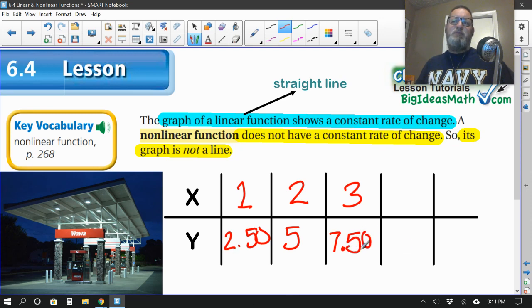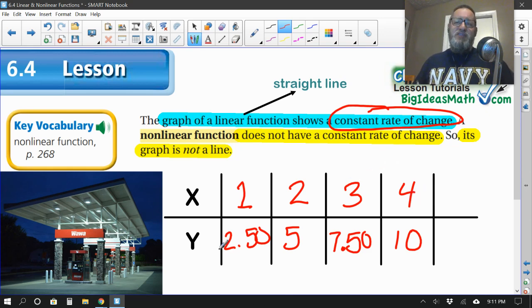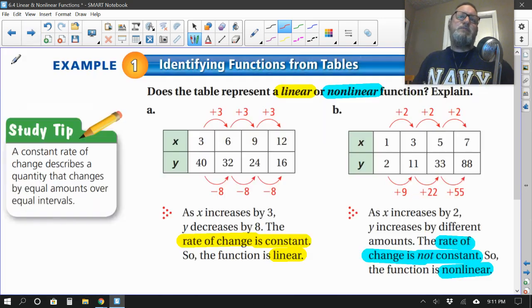Do you see what I'm doing to get these bottom numbers here in the Y? If I bought 4 gallons, do you know what that would be? $10. Do you see the constant right here, constant rate of change? So as my X values, which were the gallons of gas I was going to buy, are increasing by 1, the price for the gas, that would be my Y value, is increasing by, do you see it? $2.50. So that's what I'm talking about when we say a constant rate of change. If the X's are increasing by a consistent amount, then the Y's have to increase or decrease by their own consistent amount. Okay, let's keep going.